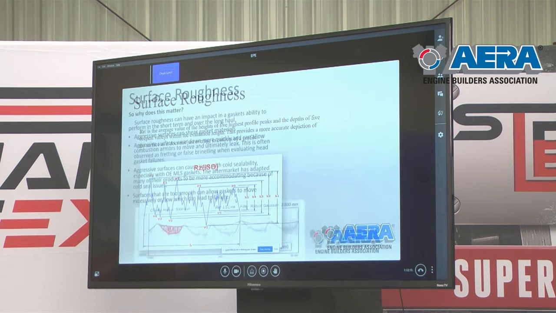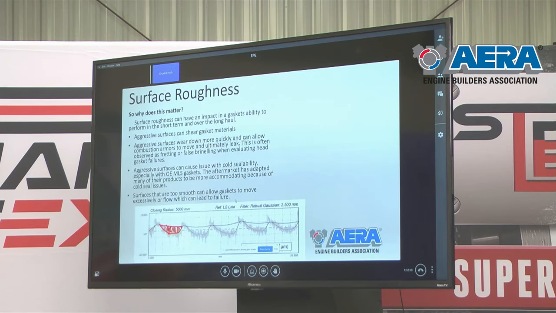So why does this matter? Surface roughness can have an impact on the ability of the gasket to perform in the short term and over the long term. Aggressive surfaces can shear gasket materials. I'm sure anybody that was building engines in the transitional years, the 80s and the 90s, with cast iron blocks and aluminum heads, had to ask what kind of surface finish to use. The aluminum expands and contracts at 11 times the rate of the iron, so you started to see more false brinelling in the gaskets because the aluminum head was scuffing, so you had to change the finish to allow it to slip a little bit. So you have to keep that in mind.